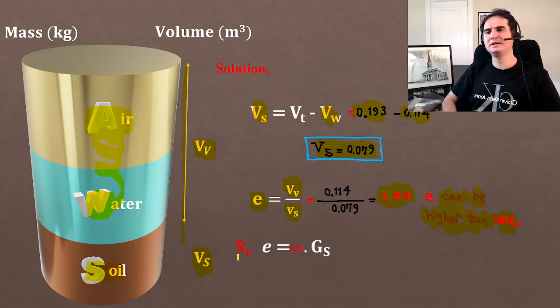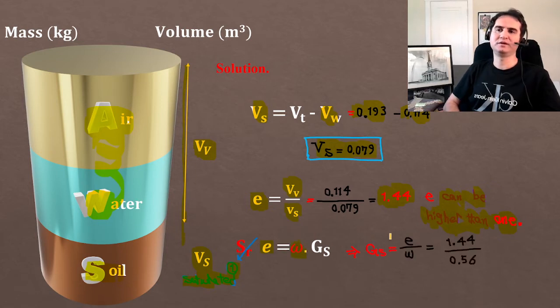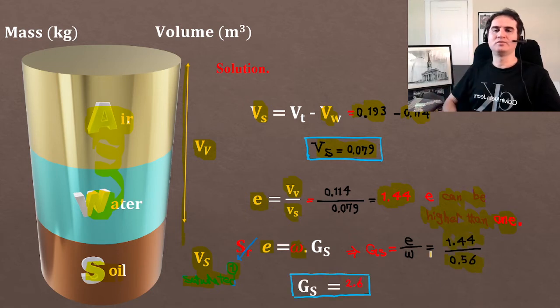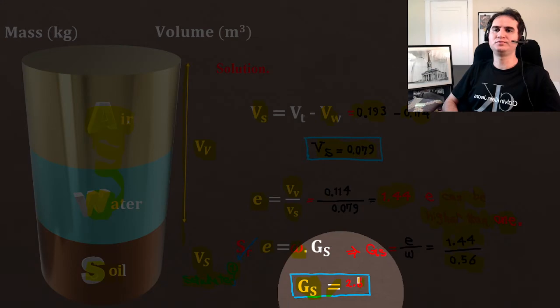If you plug in Sr times e equals w Gs, we already know Sr is 1 for saturated soil. We calculated e to be 1.44, and we already calculated the water content, which is 56 percent. So 1.44 over 0.56 gives us a specific gravity of the soil sample equal to 2.6.